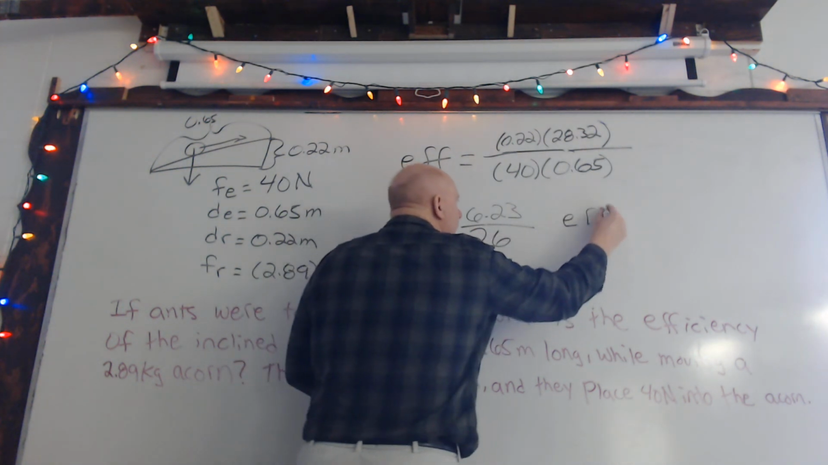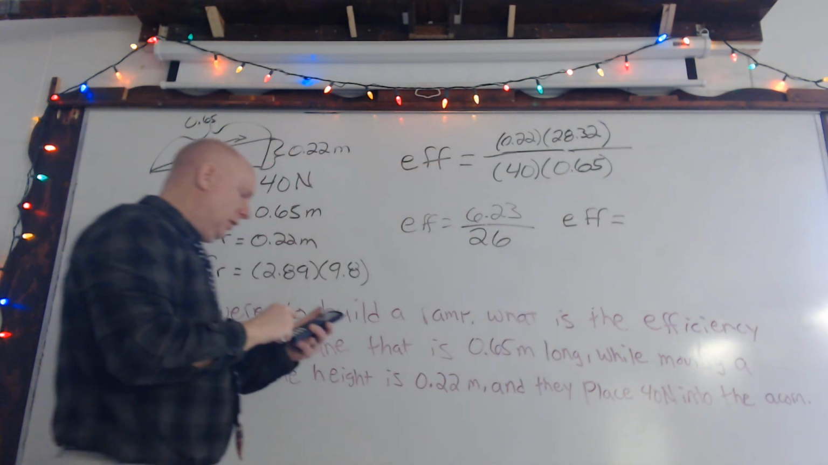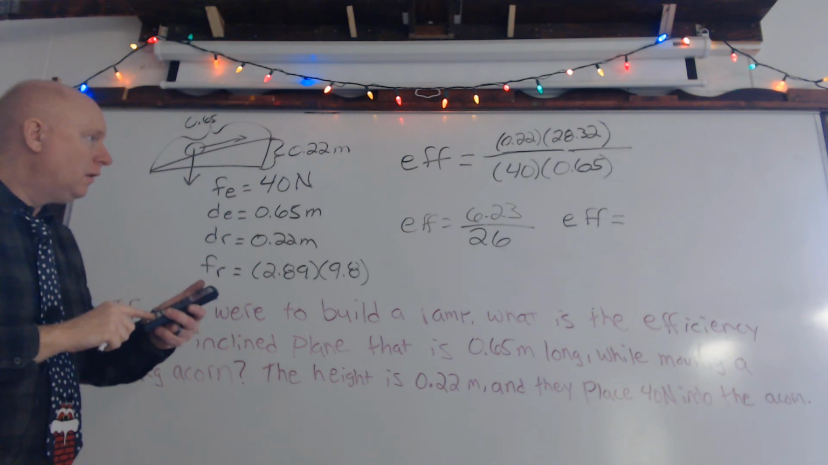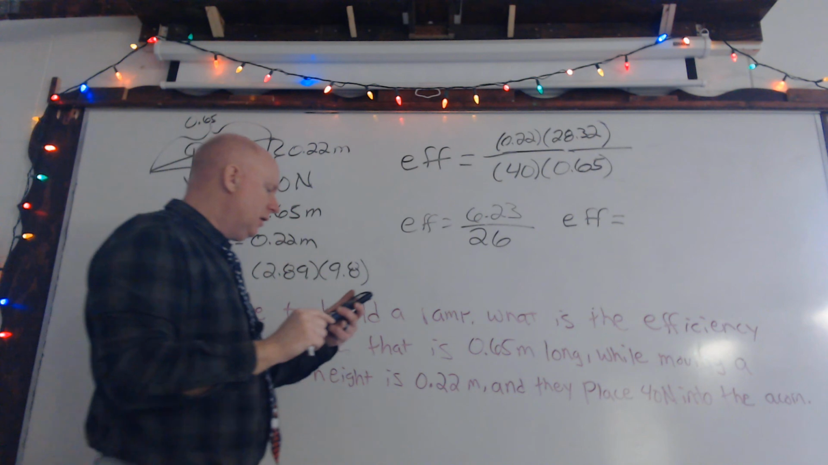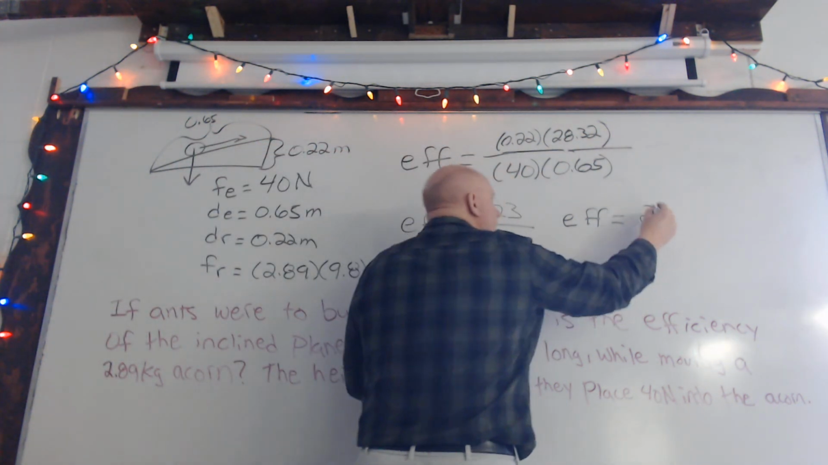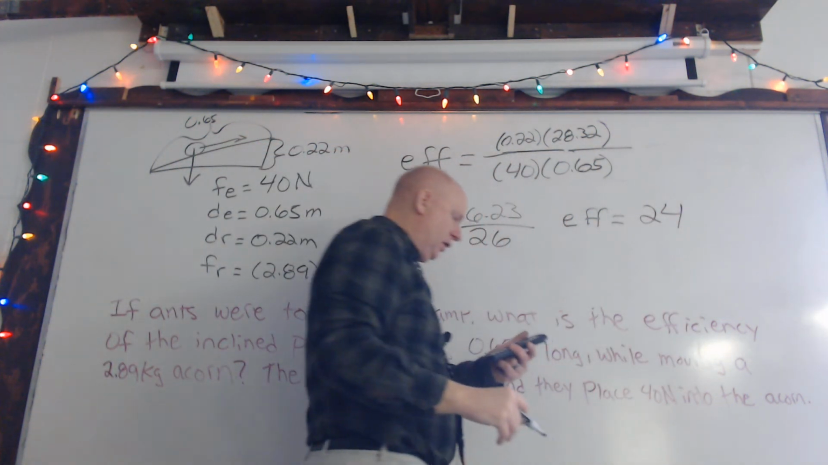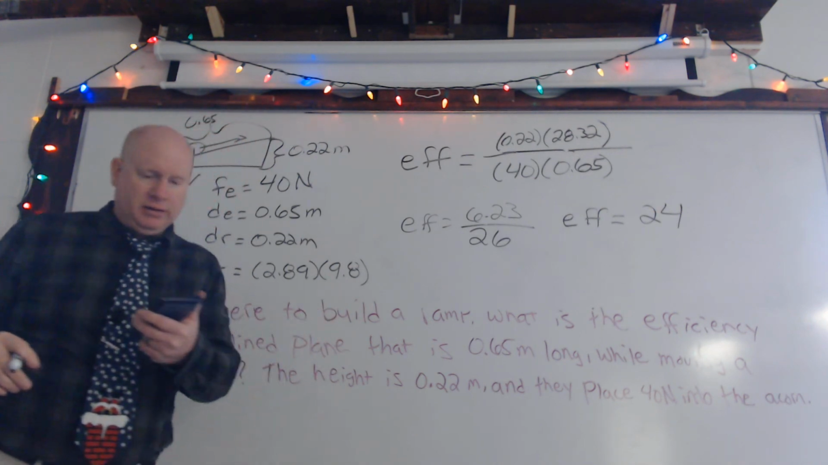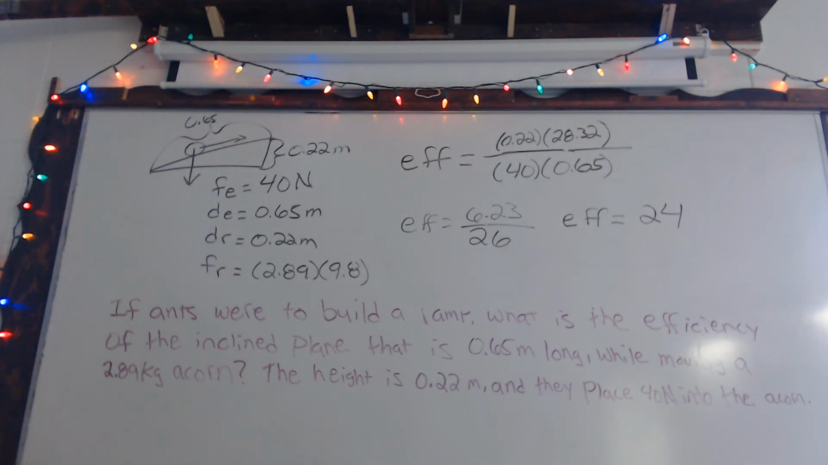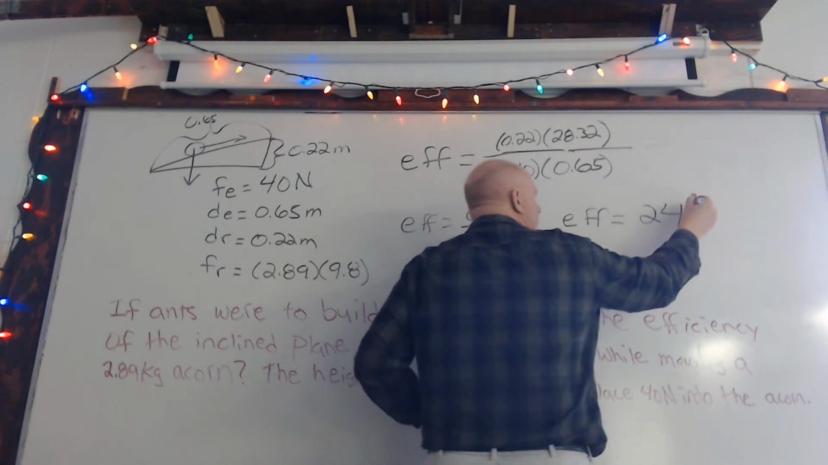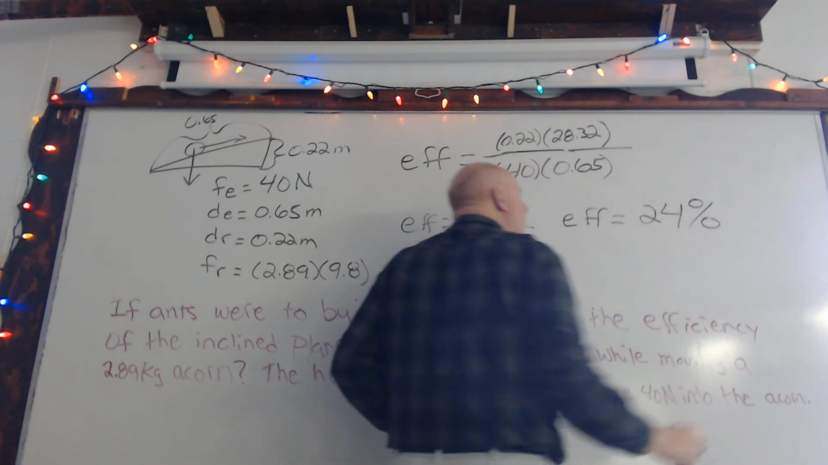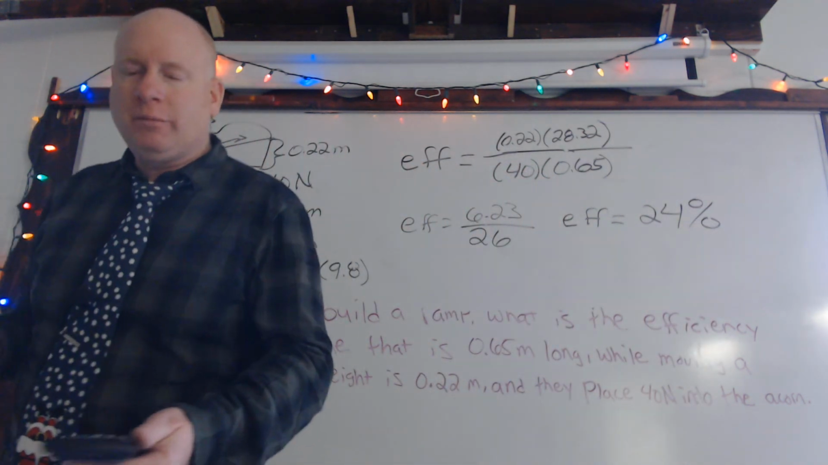So our efficiency is approximately 24%. It gives you a number of 0.24, or actually 0.2396. We take that 9 and round that 3 up to a 4. So that would give you 0.24, but we want it as a percentage, so we take it times 100. And that's how we get 24%.